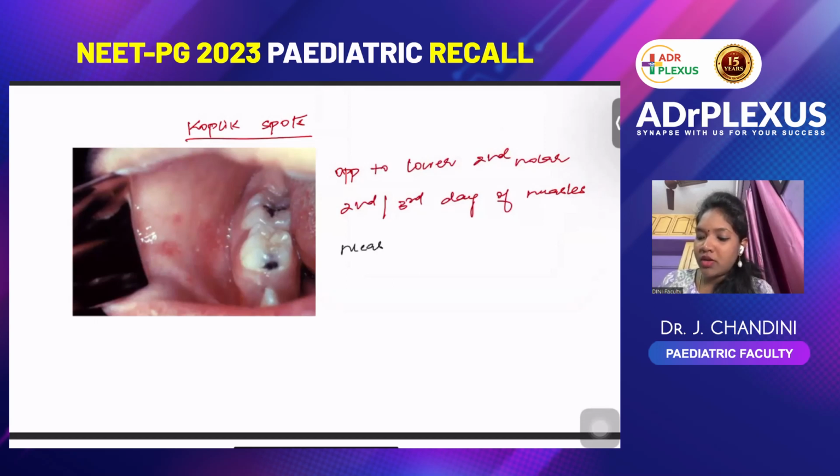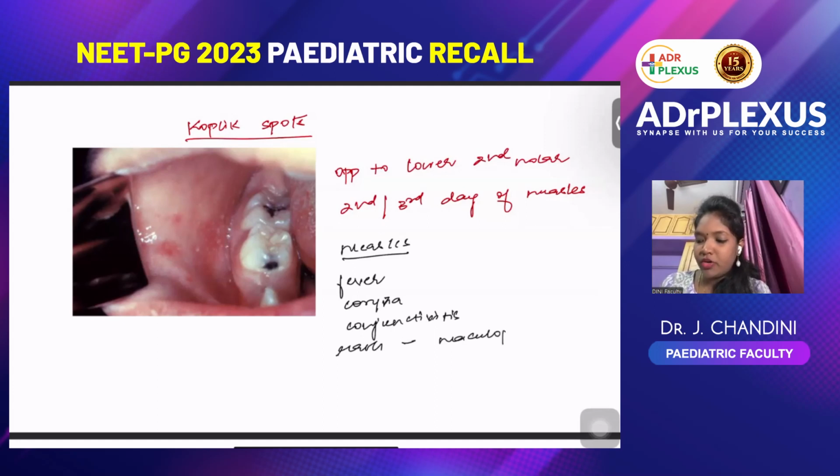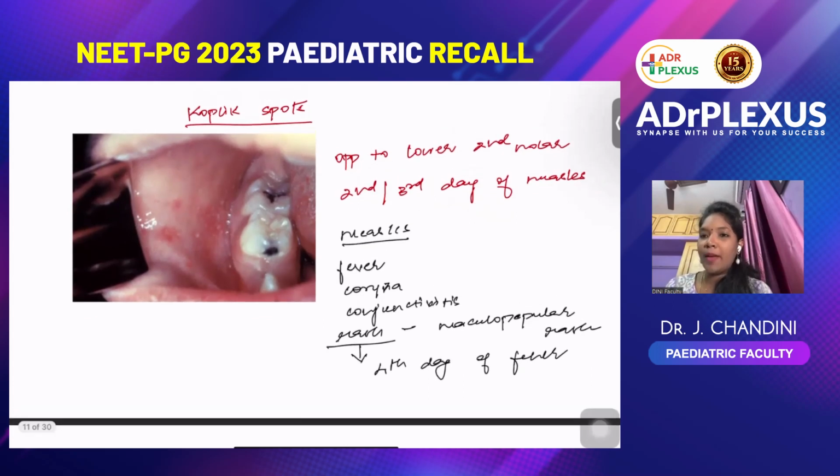What are the other features of measles? Measles usually presents with fever, coryza-like symptoms, conjunctivitis, and they will have a rash. What rash? It is a characteristic maculopapular rash. In measles, you will usually see the rash on the 4th day of fever. Okay, it is a maculopapular rash.